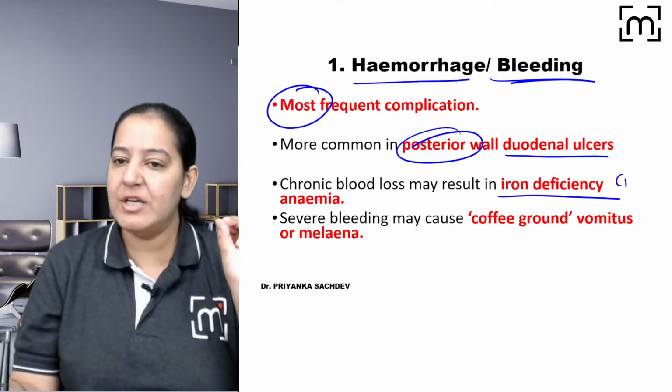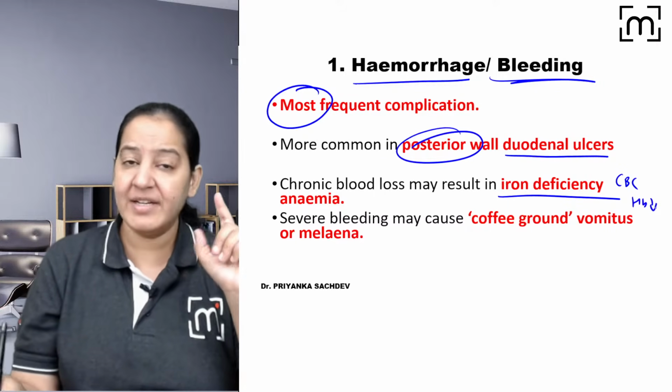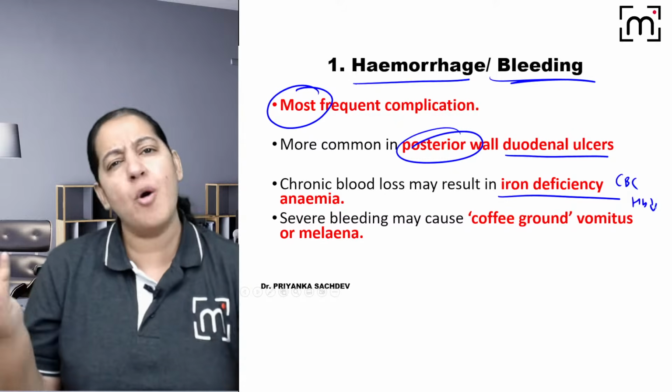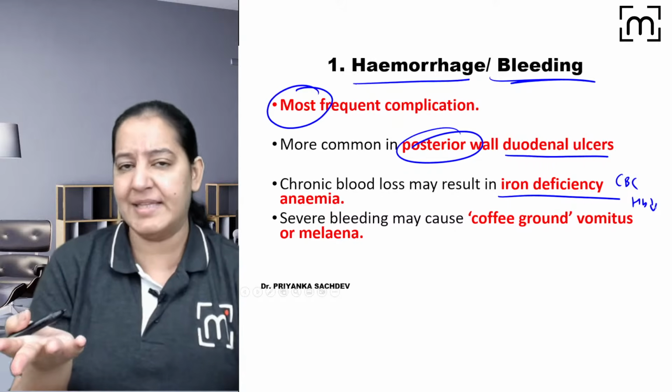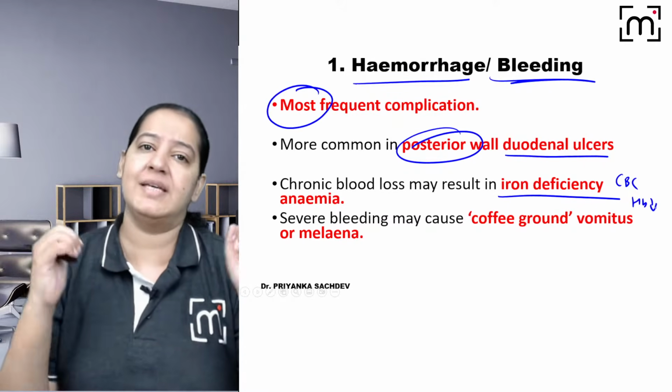So if you do the CBC of the patient, hemoglobin is less. In an ulcer patient, hemoglobin is less. Common sense, they are bleeding, they are losing blood. That's why their hemoglobin is less and they have iron deficiency anemia.